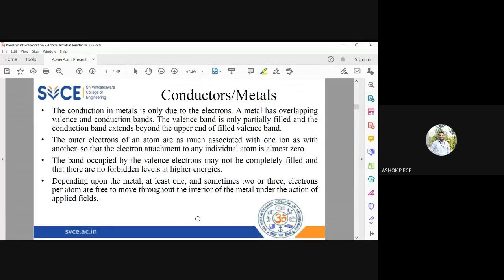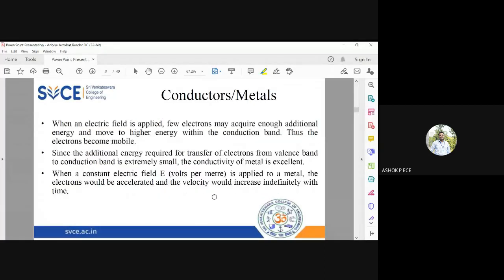So then we come to metals. In metals we have a lot of free electrons because you have overlapping valence and conduction band. So whatever electron is there in valence band will go to conduction band. And in conduction band, if the electron needs to produce current, it has to move. It cannot move on its own. So you have to give additional external energy in the form of electric field. If you apply electric field, then the electrons will go into the highest level of conduction band and they will start moving and you get what is called current.